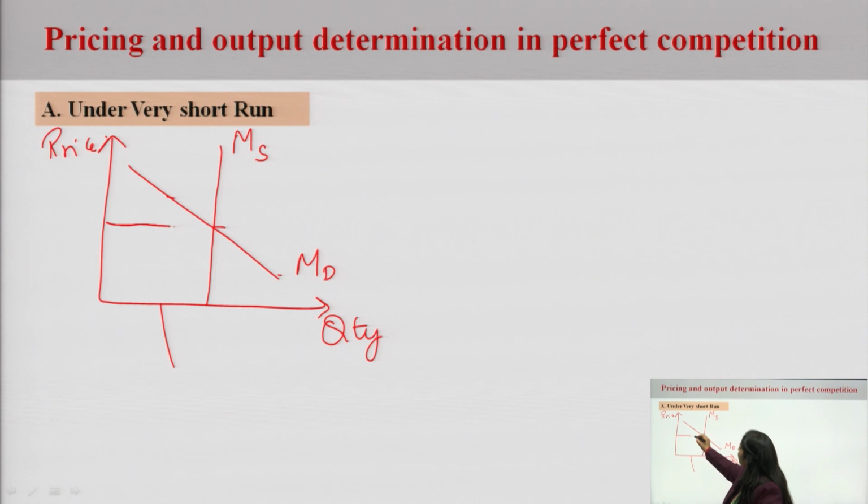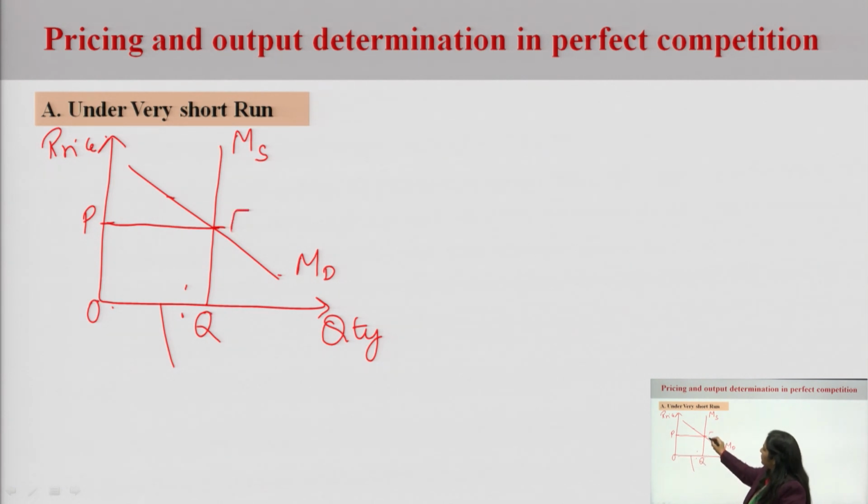The interaction of demand and supply. So, what would be the price for today? The price would be the price at which all the sellers have to sell, which is equal to OP, and the quantity which they can sell is OQ. So, E is the point where demand is equal to supply, and this point has given us the market price. So, this is how the price is determined in the short run.